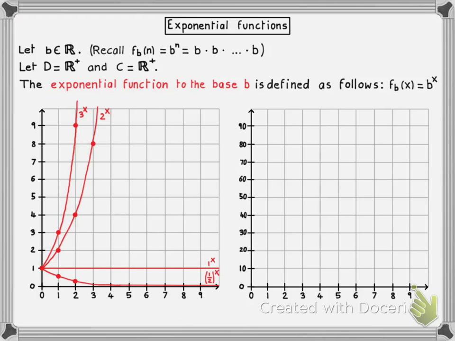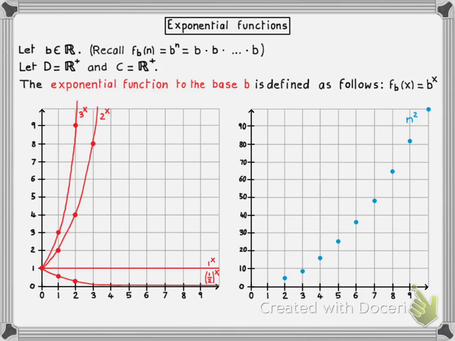So let's draw the function for n squared. Notice I'm switching to n from x because now I'm just going to draw the integer values. So when n goes from 0 to 9, here is the graph for the function n squared. Now this is the parabola that I was just talking about.